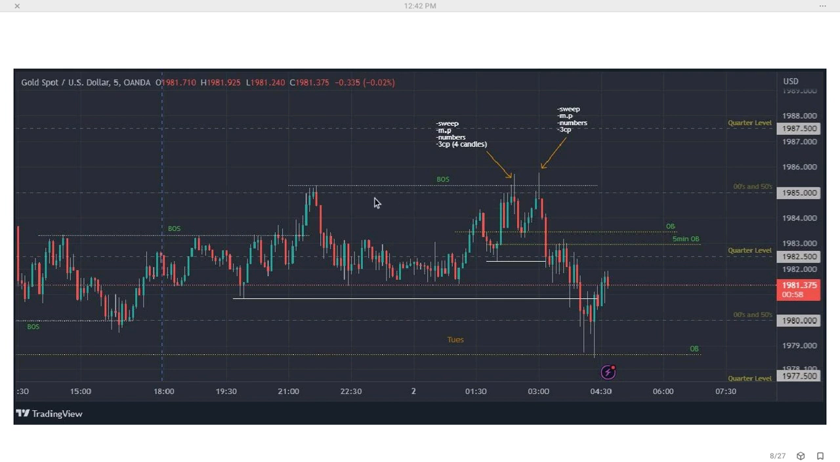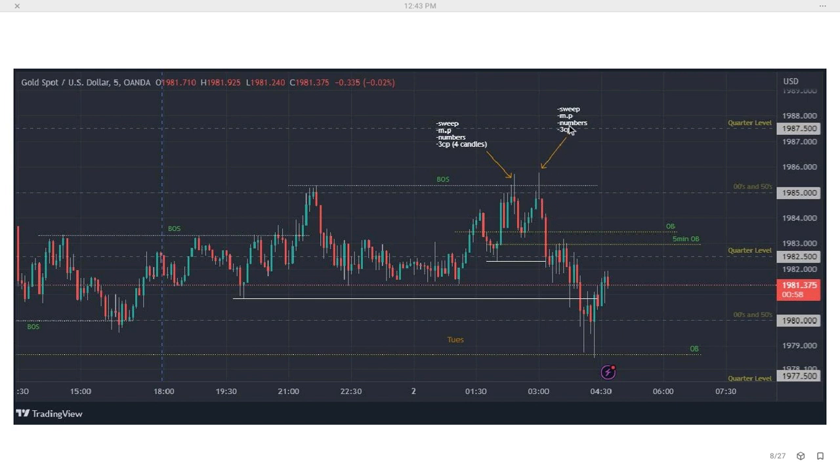Then we have price rejecting this 1985 level, and we have a 3 candle pattern made out of 4 candles. 3 candle patterns can be either 3 candles or 4 candles and not more than that. And then this is the first leg of this huge M pattern that you see here.